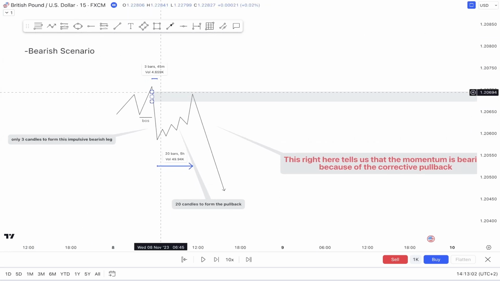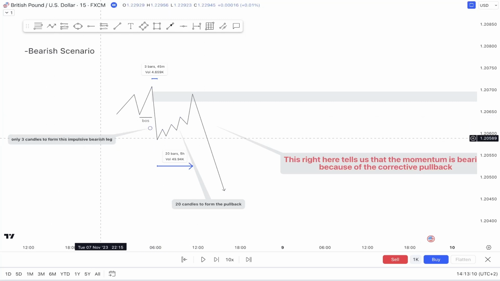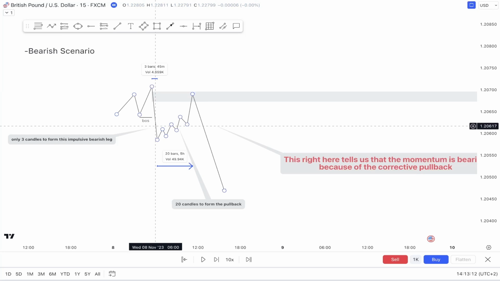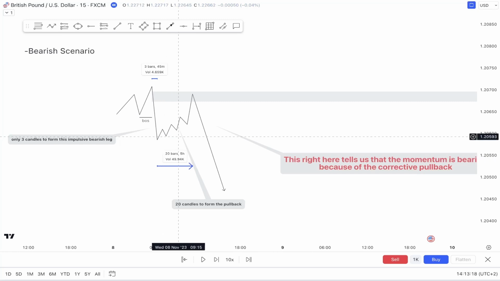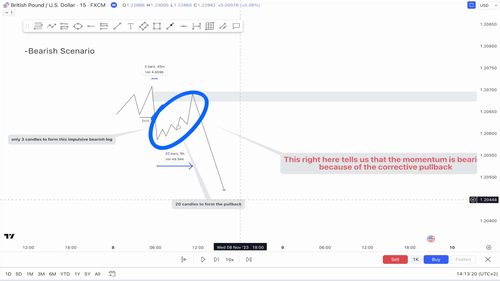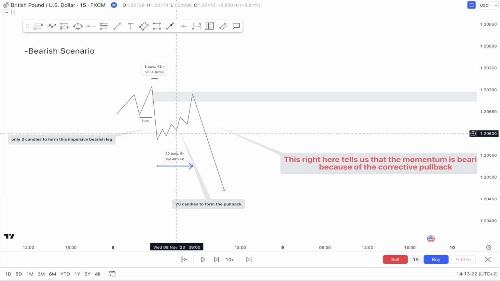So right here, we can see that we had an aggressive break of structure to the downside. Okay, we broke structure here, and it took price only 3 candles to form this impulsive bearish leg. We can see that we measured it right here. After that, we saw that it took price 20 candles to form this pullback.